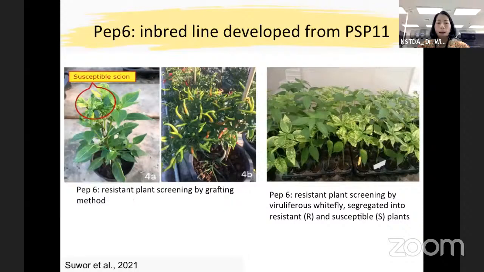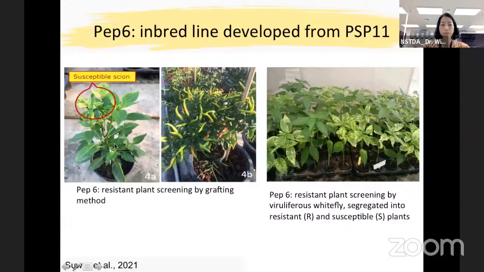And so what we have is what's called PEP6. It's an inbred line that we developed, that Dr. Prashapon developed from PSP11. And this is what it looks like. PEP6, we have shown that it's resistant to the yellow leaf curl virus Thailand version. As you can see here on the left-hand side, this is the resistant plant.